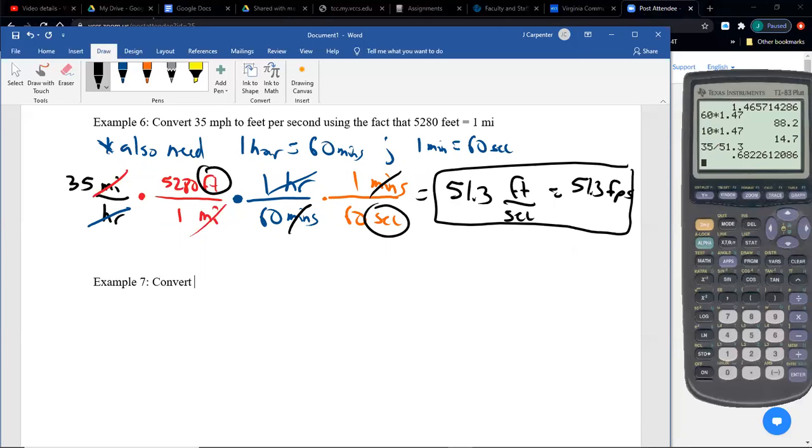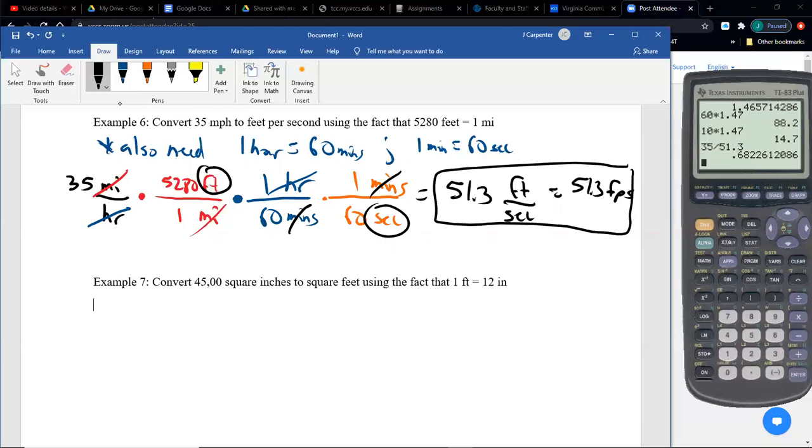Convert, let's go with 45,000 square inches to square feet, using the fact that 1 foot is equal to 12 inches. I did not give you the conversion from square inches to square feet. You have to do what I talked about in the last lecture. You can either square both sides of that conversion factor, which tells you that 1 square foot is 144 square inches, or you just have to multiply by that conversion factor twice. I find most people do the second thing, so that's how I'm going to do it.